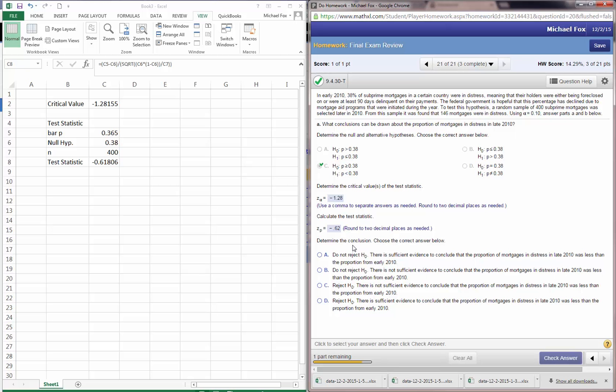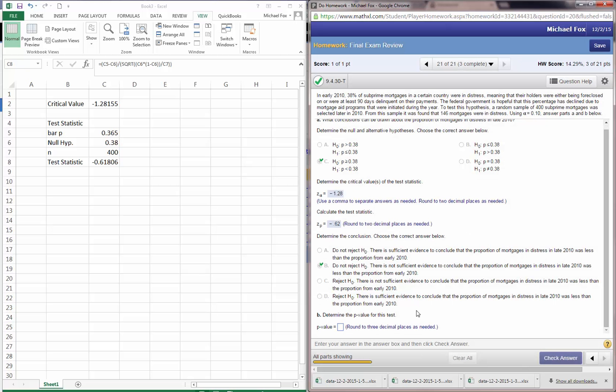And then we have to determine the conclusion. So remember, we decided that this was our critical value, negative 1.28. And here's our test value. And we said that if our test value was less than our critical value, then we would reject the null hypothesis. So in this case, it's not less. So we're going to not reject the null hypothesis because there's not sufficient evidence to conclude that the mortgages in distress has really dropped. And that should be, oh no, it wants a p-value too.